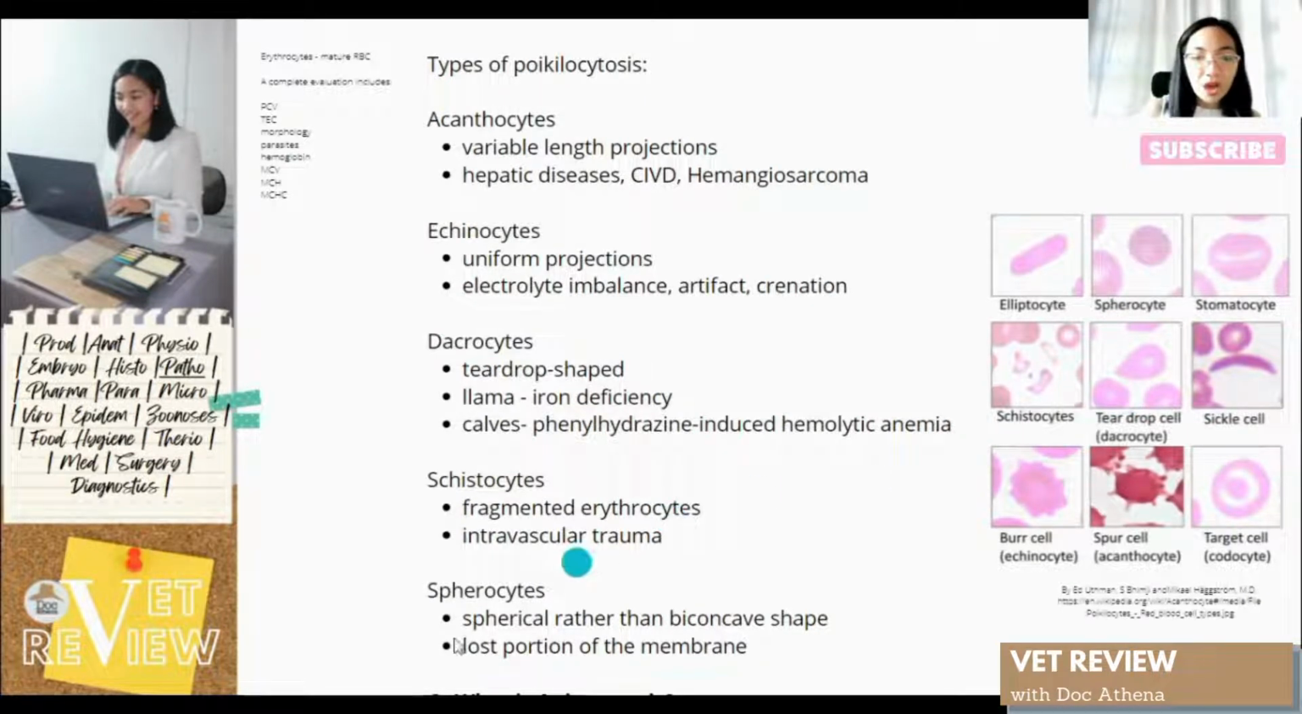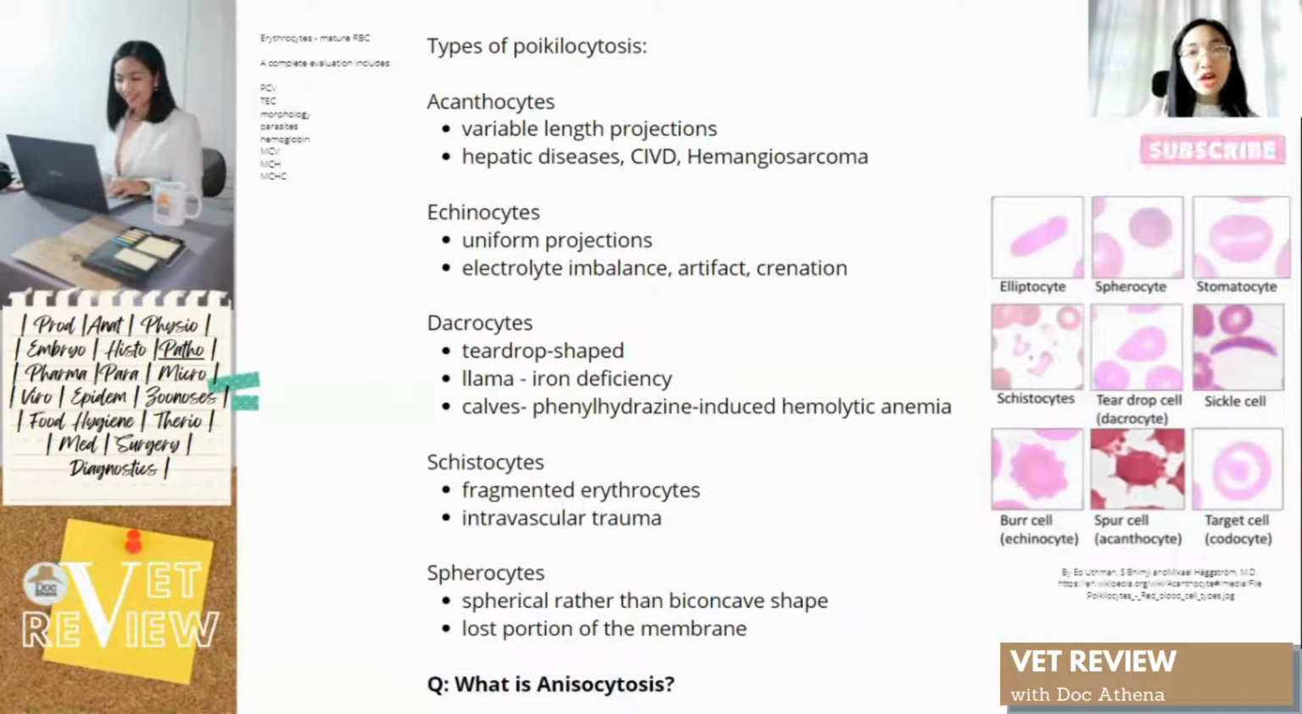All right. How about spherocytes? A spherocyte is an RBC that looks more spherical rather than biconcave. And usually this is associated with a lost portion of the membrane. So these are the common types of poikilocytosis. Now let's proceed to the third question.